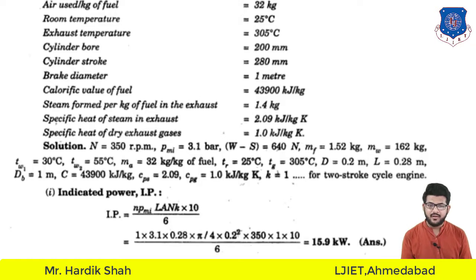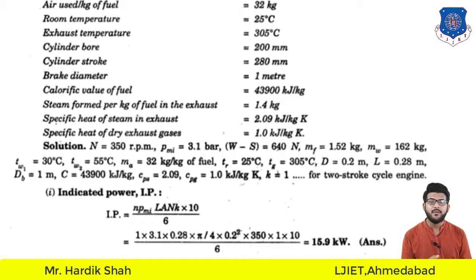N is given, one single cylinder. For PMI, we are given the pressure of 3.1 bar, you can see in the data. So it will be 3.1 bar into 0.28, which is the stroke. The stroke is given as 280 mm, so we will convert it into meters, 0.28, into A, where area is pi by 4 d square.